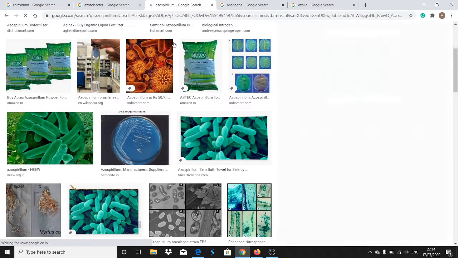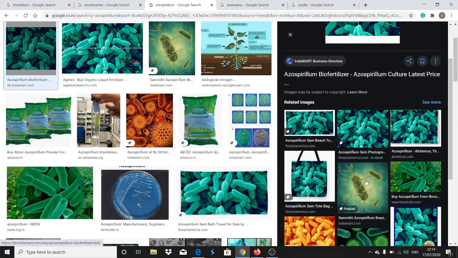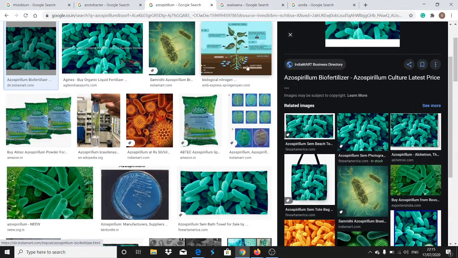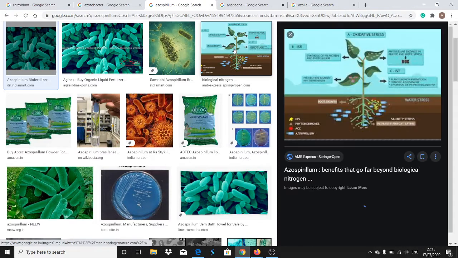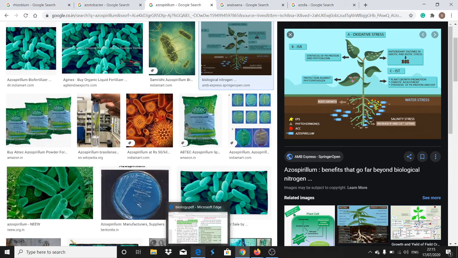So in this diagram you can observe the Azospirillum, which we are using as the biofertilizer. These are the Azospirillum cells which are used as the biofertilizers. They also do nitrogen fixation. Such types of mechanisms they carry out.